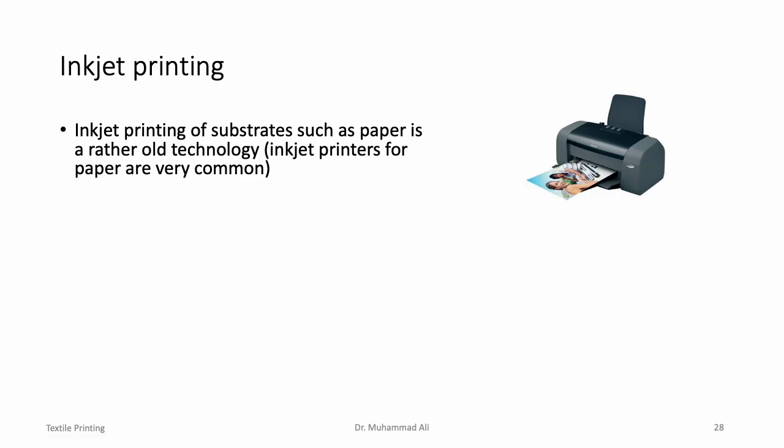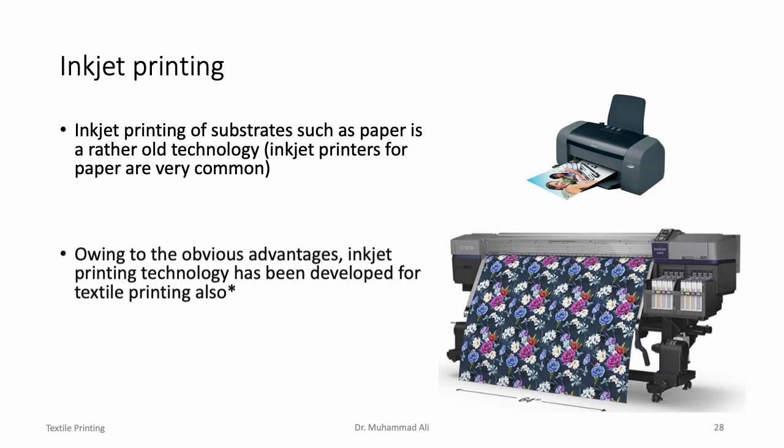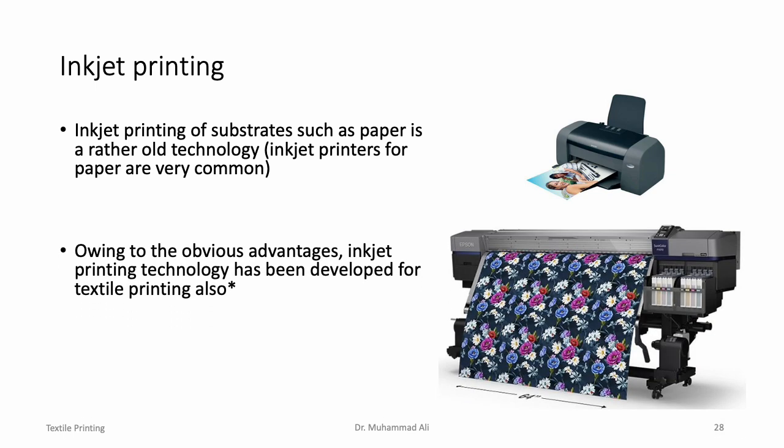So this is a rather old technology. Inkjet printers for papers are around for at least 3 decades or even more than that. So for obvious advantages of inkjet printing, this method has been developed for textile printing also. So just to get an idea, you can say in a sense that the inkjet printing for textiles works in more or less exactly the same way as it does for paper. So once again, we are going to comprehensively discuss inkjet printing in a separate series of lectures for inkjet printing.